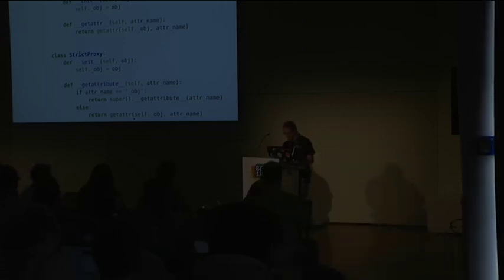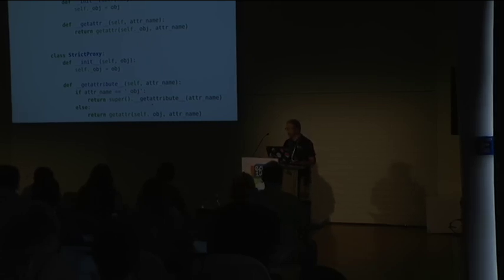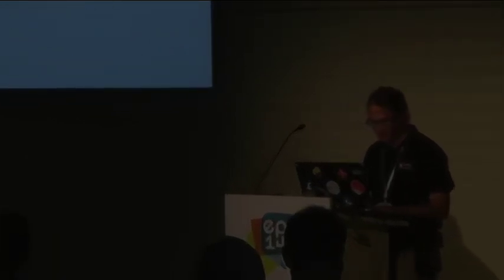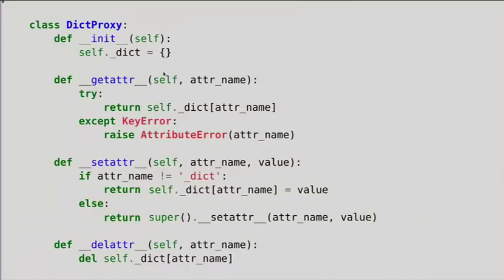Now, that's getting attributes. There's one more thing you want to do, and that's setting them. And for that, we can have a __setattr__ method. So what this class will do is it keeps a dictionary. When you try to get an attribute from the object, it looks in the dictionary and returns whatever it finds.